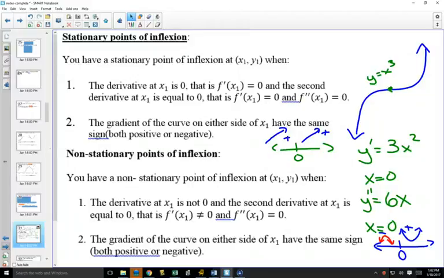That's a stationary point of inflection. A non-stationary point of inflection just means that your first derivative is not equal to 0, but your second derivative is equal to 0, and your function changes concavity at that point.